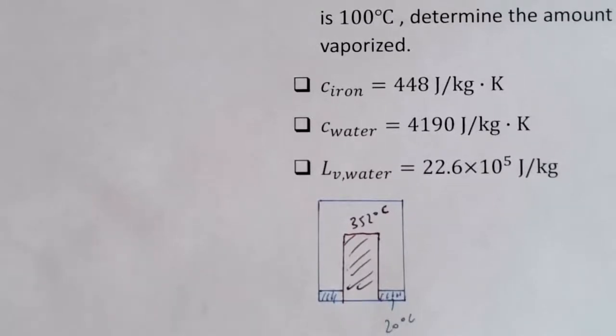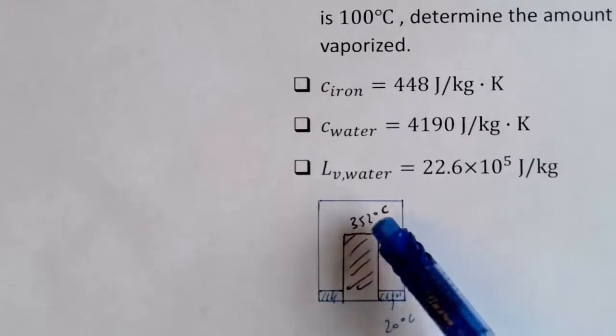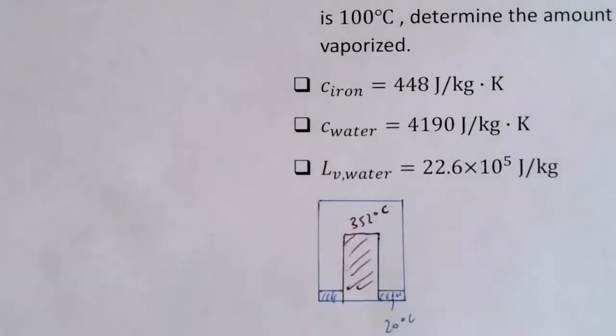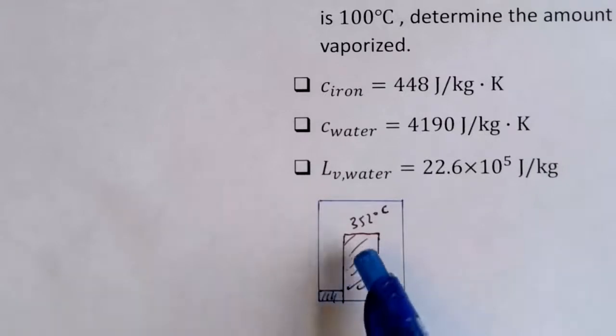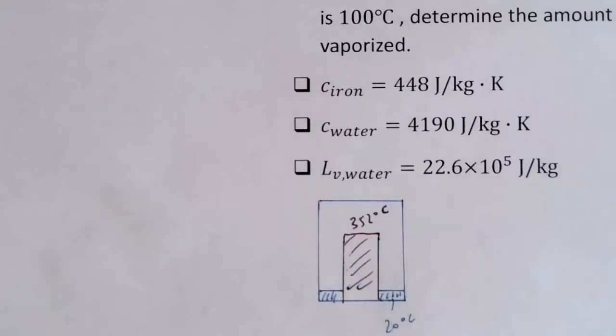You've got two systems at different temperatures, so thermal energy will be transferred from the system at a higher temperature to the system at the lower temperature. Heat's going to flow out of the iron and into the water, causing the water's temperature to increase and the iron block's temperature to decrease. We're not going to change the phase of the iron block, but we may end up changing the phase of the water. So the first thing the water can do is heat up from 20 degrees to 100 degrees.